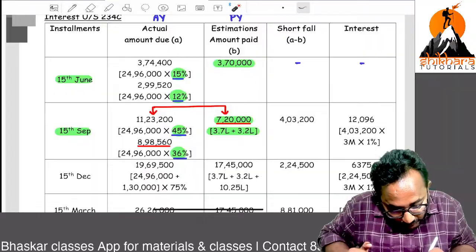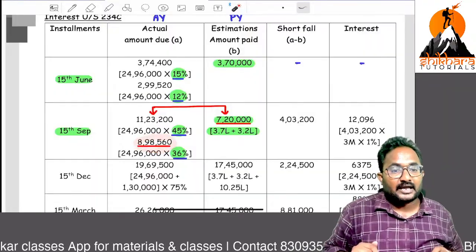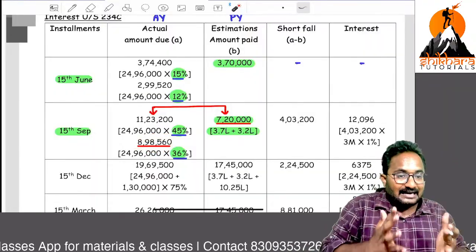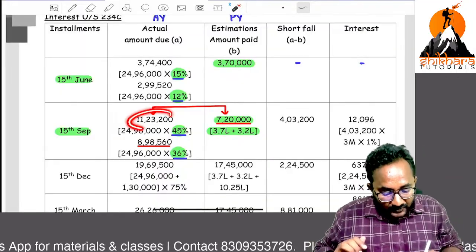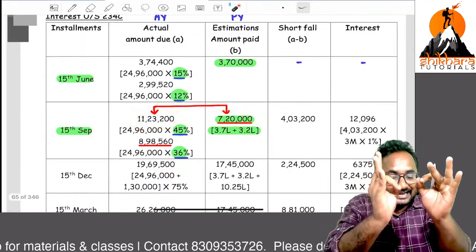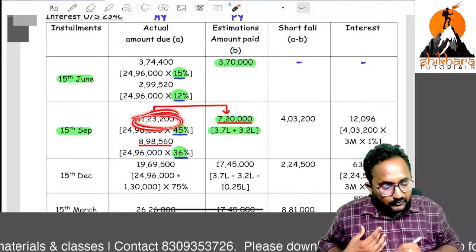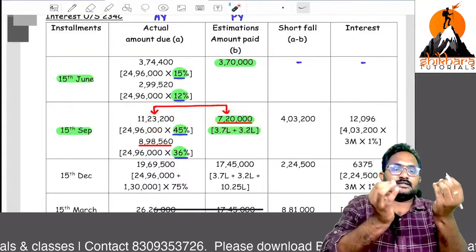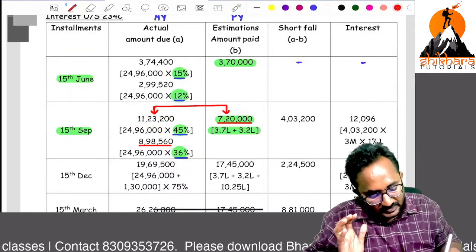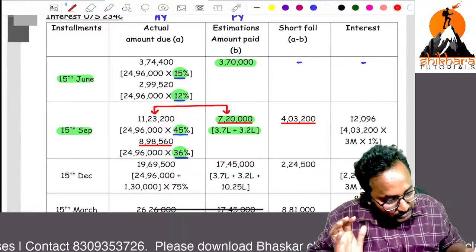From a relaxation point of view, they are given. If you are paid this one also, okay. If you have already decided there is a shortfall, the difference between these two is called the shortfall. Their expectation is 45, you have not paid that. That's why this is a shortfall. The difference between these two is 4,03,200.